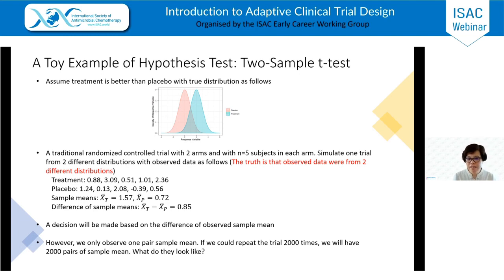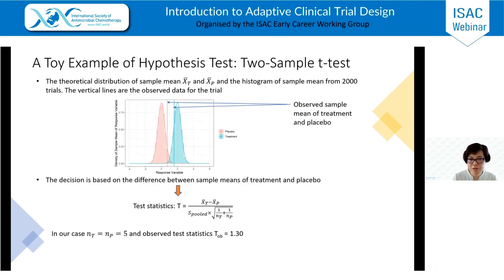So I simulate 2,000 trials. Each trial, I have 2 arms. Each arm has n subjects. So we have 2,000 pairs of those sample means. This is the xt bar and the xp bar. What do they look like? That's how they look.